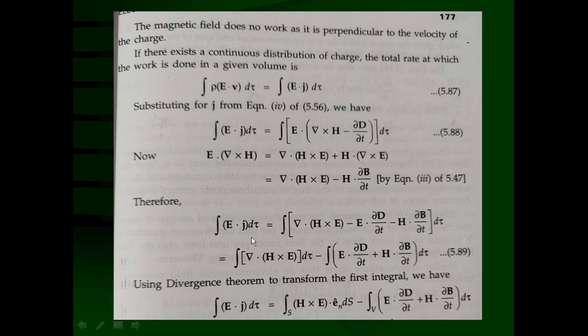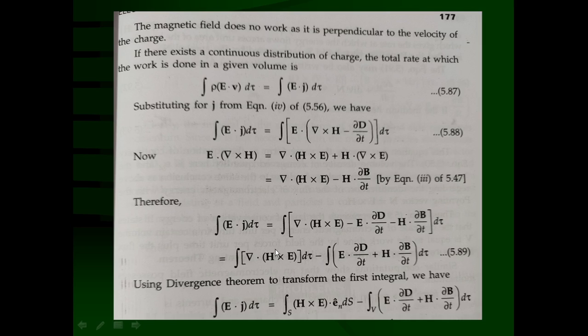So we now separate these two integrands. The first integrand is going to be the volume integration of divergence of H cross E d tau. Second integration, the minus sign is common, taken outside: the volume integration of E dot del D upon del T plus H dot del B upon del T d tau, equation 5.89. So this way we have obtained equation 5.89.